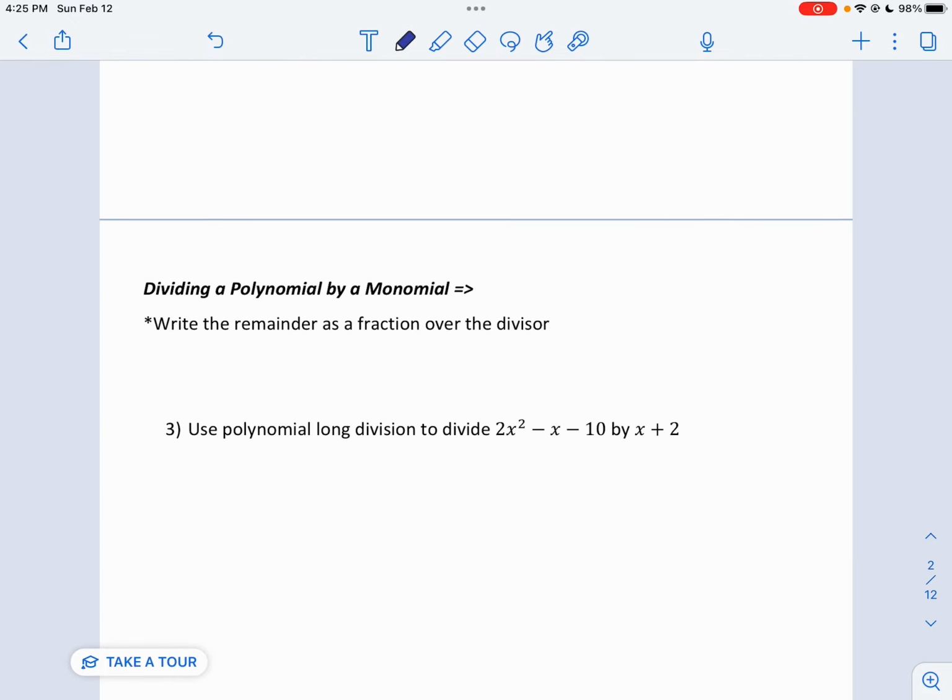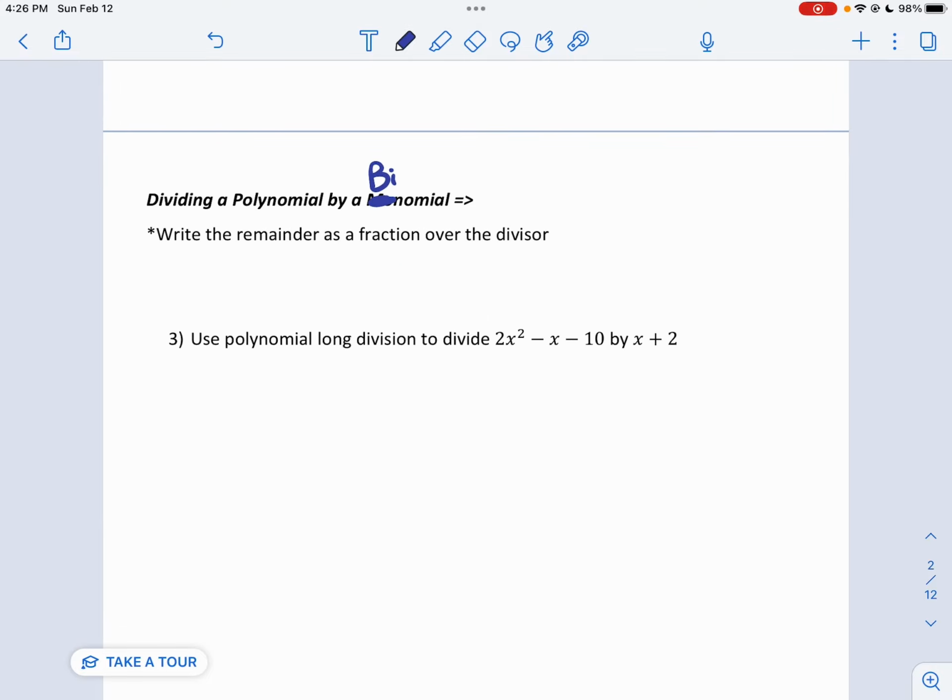Okay, now we're going to practice dividing a polynomial by a binomial. That means where there are two terms. And one of the main ways to do that is through what's called long division. So if you have long division, we're going to take x plus 2. This is pretty much like what you learned when you learned long division way back when. And I'm going to divide that into the polynomial 2x squared minus x minus 10.